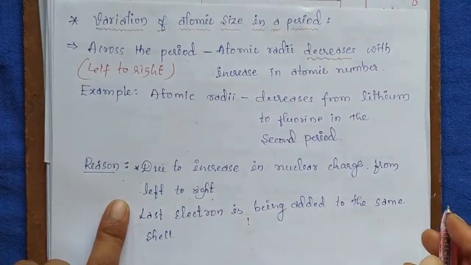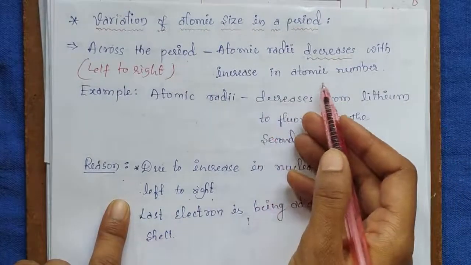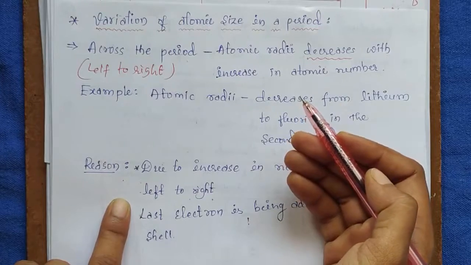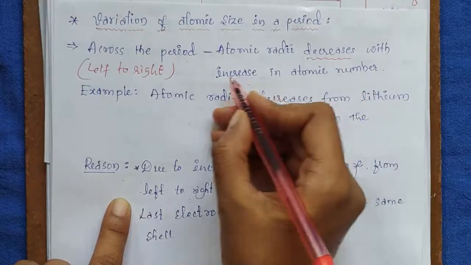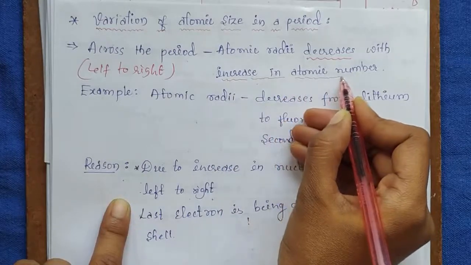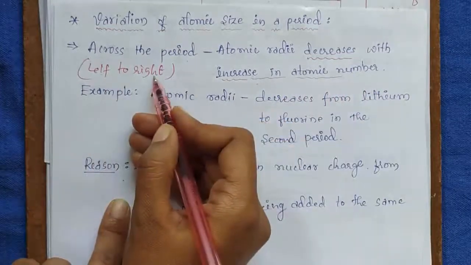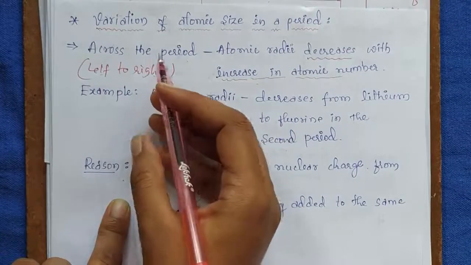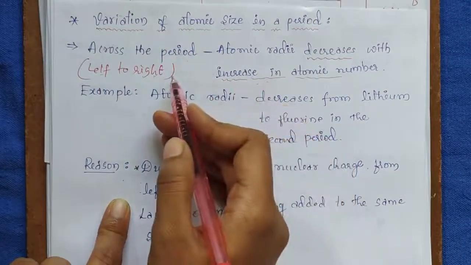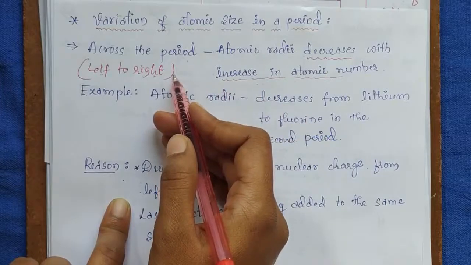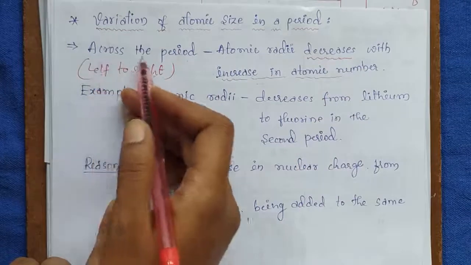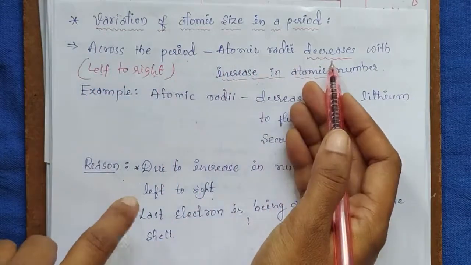Atomic radii decreases with increase in atomic number. Here they have mentioned with increase in atomic number. Children, as we move from left to right, we see that every atomic number increases by 1. So continuously the atomic number is increasing. As we move across the period, atomic radii decreases.